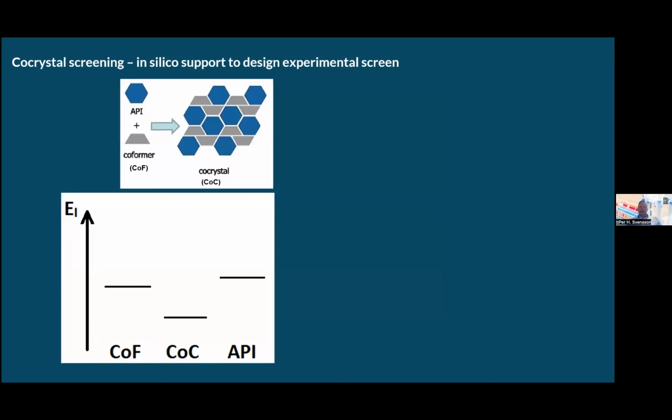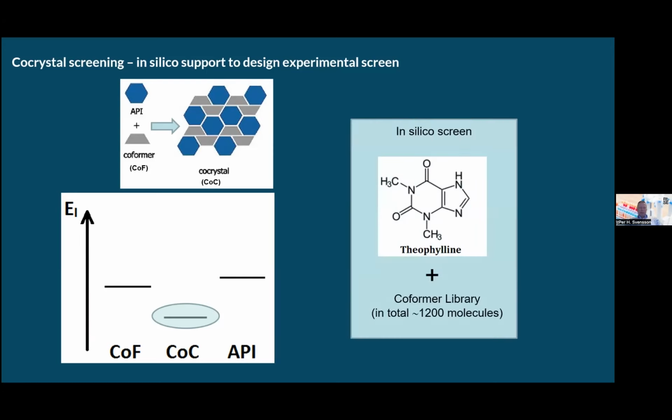The next example is connected to form selection and co-crystals, which is an alternative to salt-based APIs, and where a neutral co-former is added to the API to form the co-crystal. The question is, how can we find appropriate co-formers? Since this process can be very time-consuming, computational support would be extremely helpful to guide the discovery of interesting co-formers. By utilization of a molecular-based method, we could screen a library containing about 1,200 co-formers against the API, and in this case, it's theophylline.